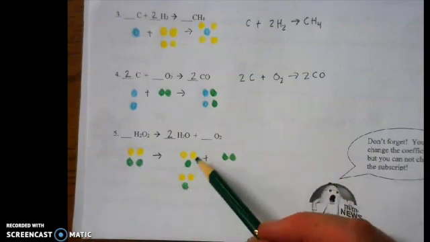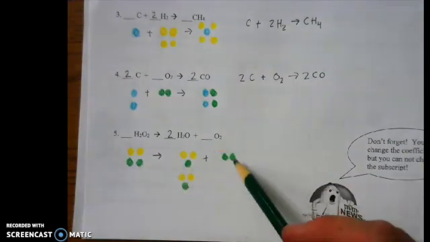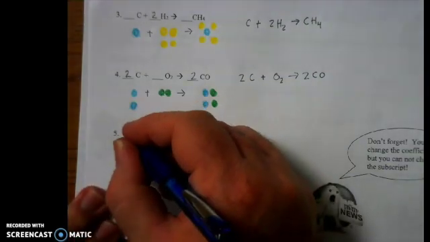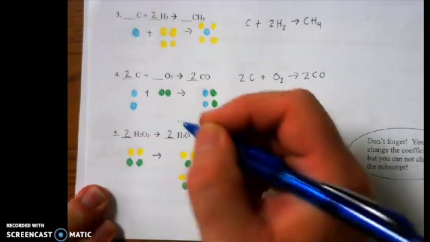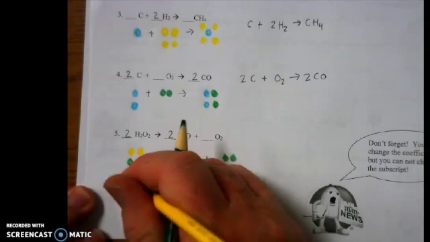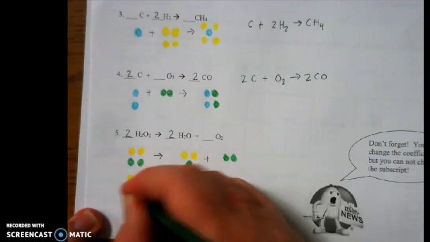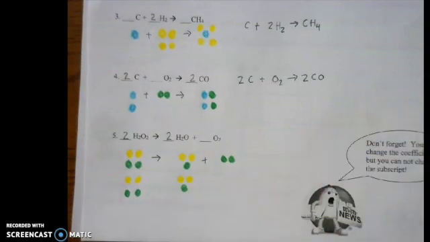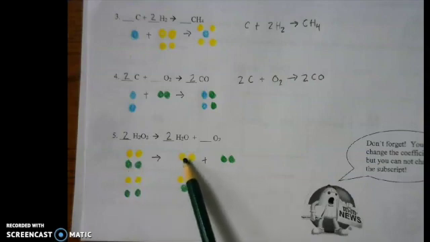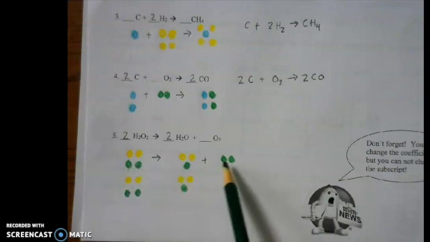So now we have 4 water molecules, 4 oxygen atoms on the right hand side, and we have 2 on the left. But now we can remedy that by putting a coefficient of 2 in front of the H2O2. So we'll get another H2O2 molecule. And now we have 4 hydrogens, 1, 2, 3, 4, and 4 on the right, 1, 2, 3, 4. 4 oxygens on the left and 4 oxygens on the right.